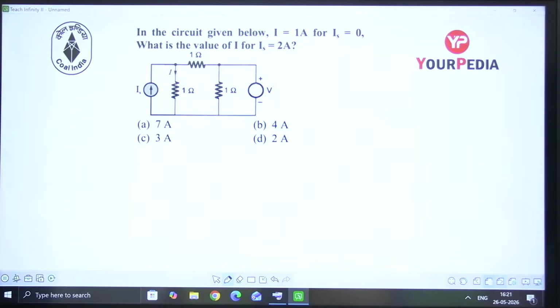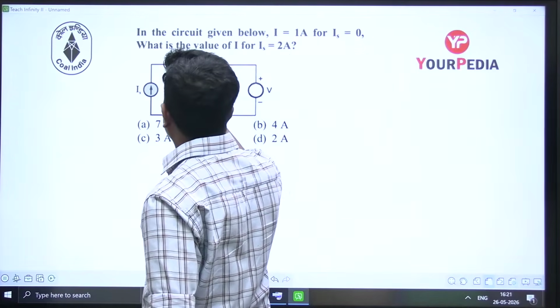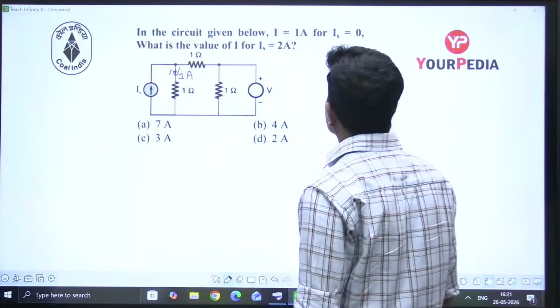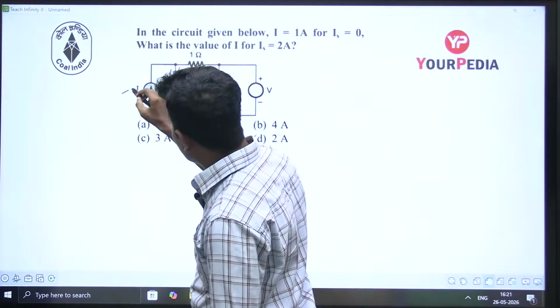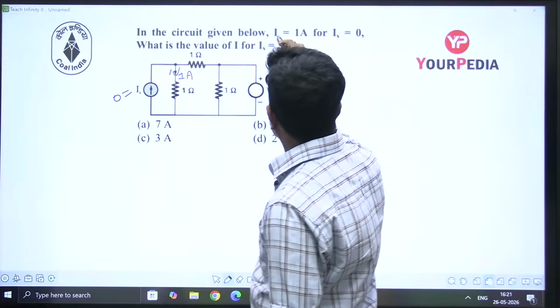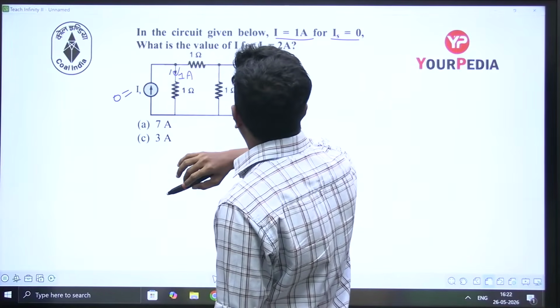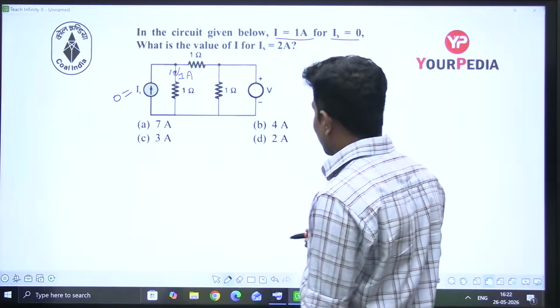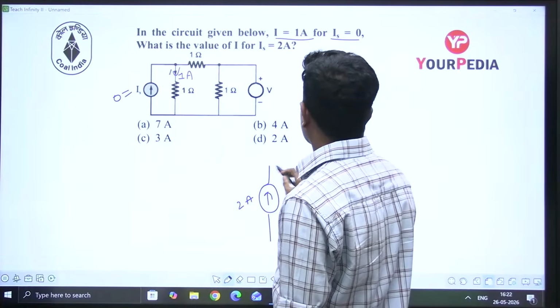What is it saying? In the circuit given below, I is equal to 1 ampere, for IS equal to 0. What is the value of I for IS equal to 2 amperes? Okay, he's asking, let's take this one as 2 amperes.